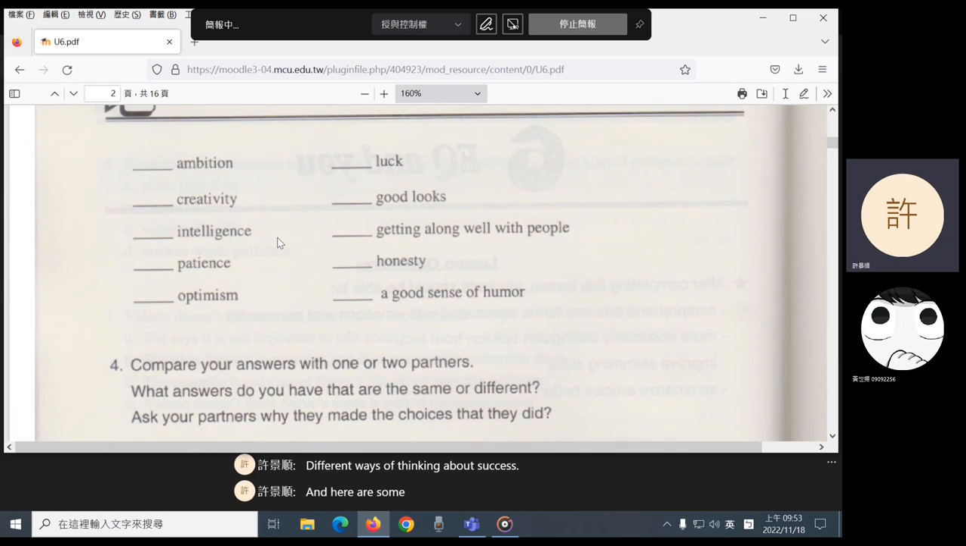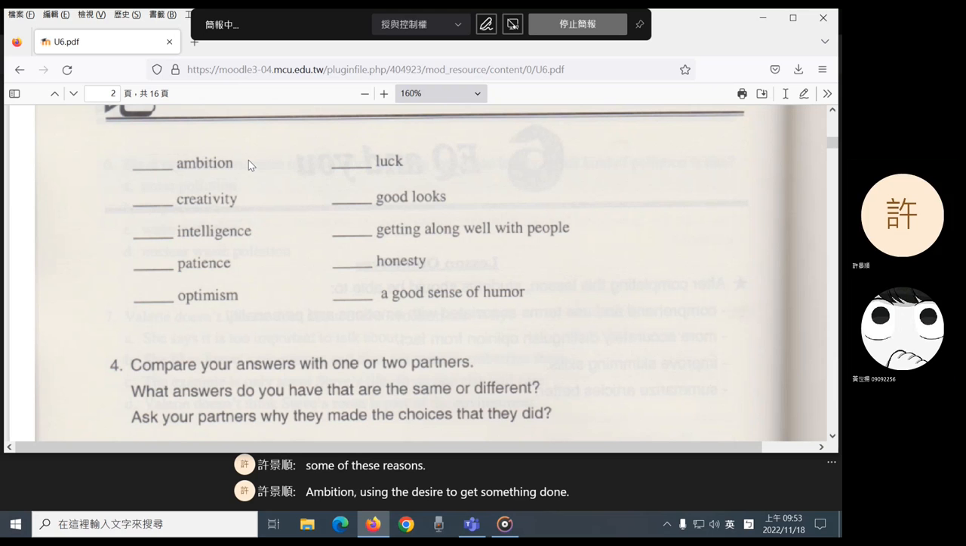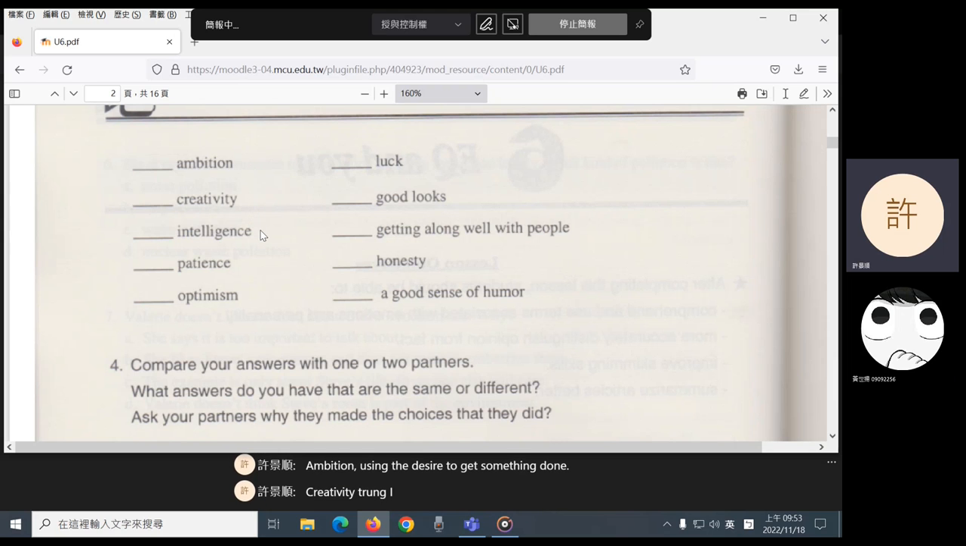And here are some common reasons people think success comes about. So when you think about a successful person, many people will think that they are successful because of some of these reasons. Ambition, 野心, the desire to get something done. Creativity, 创意, intelligence, how smart you are. Patience, how long you can wait. Optimism, how good you think things are. Luck, 运气, good looks, how beautiful, handsome, or sexy you are. Getting along well with people. Honesty, and a good sense of humor.